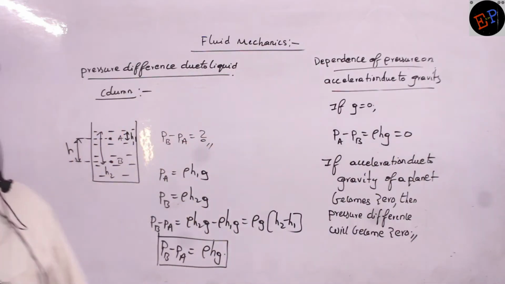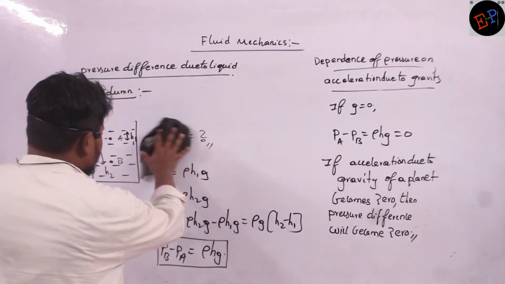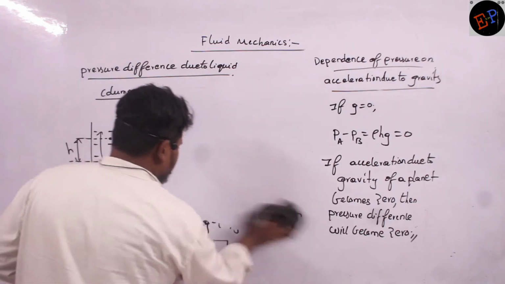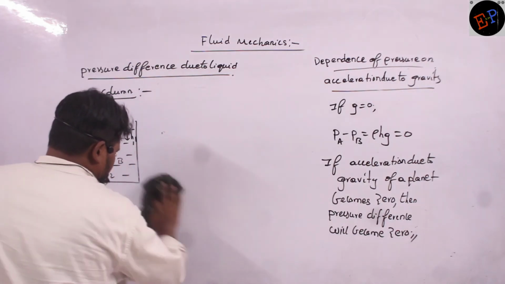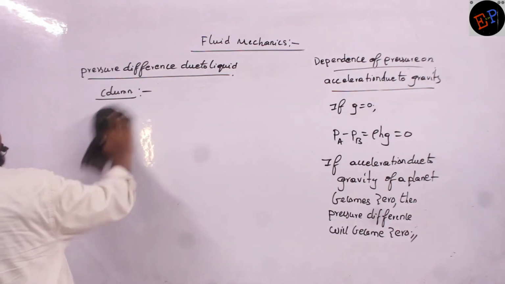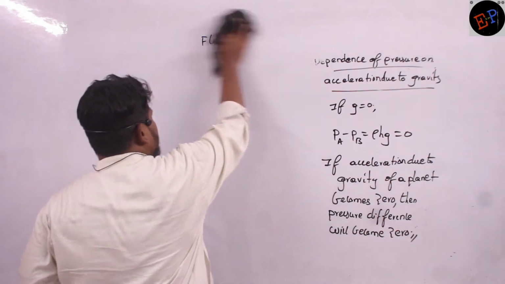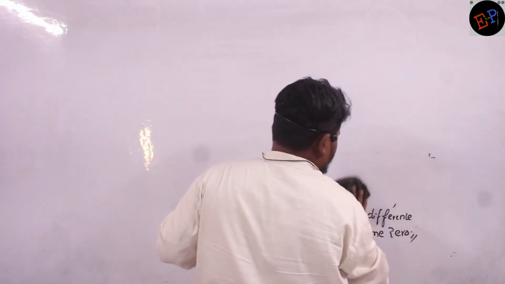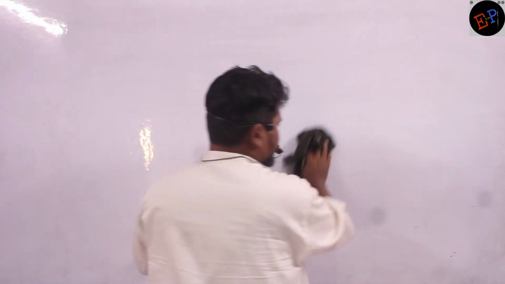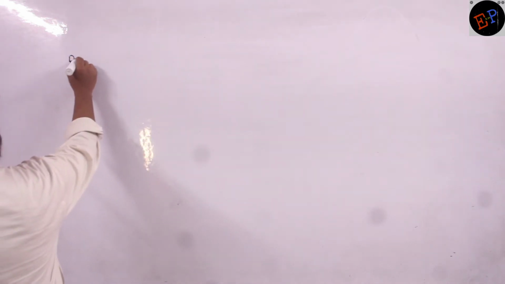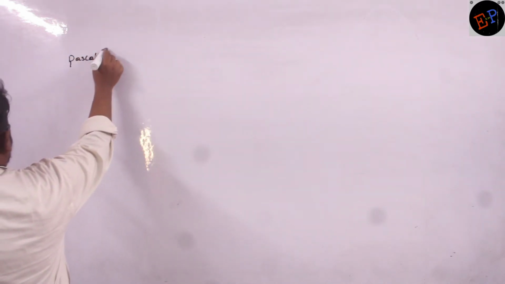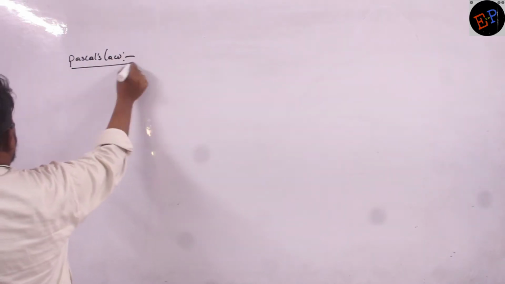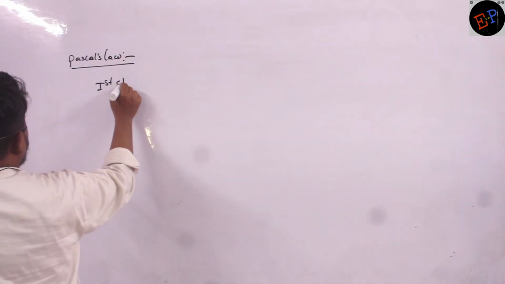Okay, so let us try to understand the meaning of this Pascal's law. In Pascal's law we have two statements. Both statements are one and the same, but the same Pascal's law can be defined using two statements. So let us see Pascal's law. First statement we are writing.